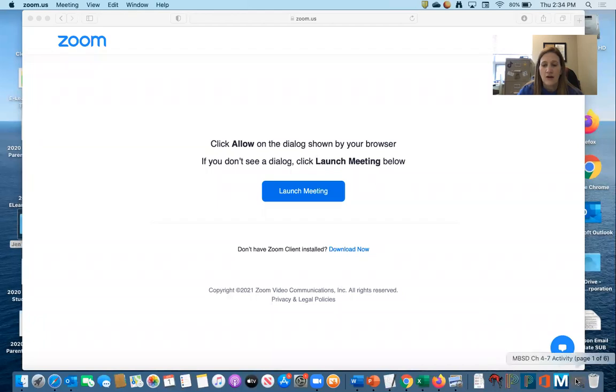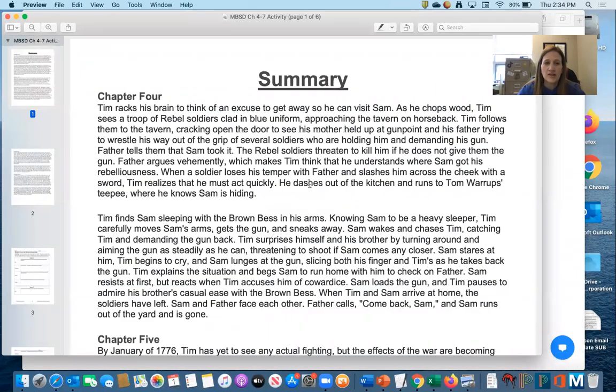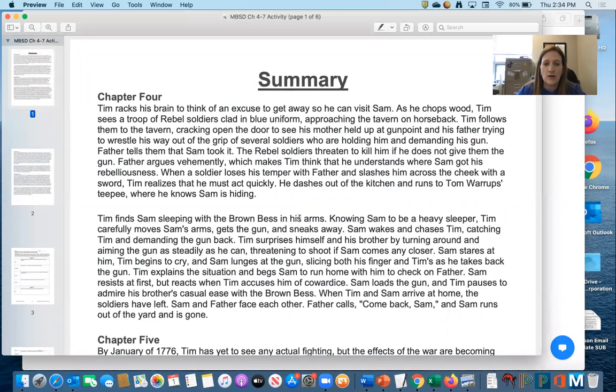Okay. So let me share my screen with you guys so that I can give a little bit of an explanation. The first thing that I have for you on the activity is a summary of all of the chapters, chapter 4, 5, 6, and 7. That way you can remember what happened in each of the chapters, because ideally we would have done part of the activity while we were reading the chapters, but we couldn't do that because we didn't read all 4 chapters together, which is totally fine because you have a summary of the chapters right here in front of you while you are doing the activity.